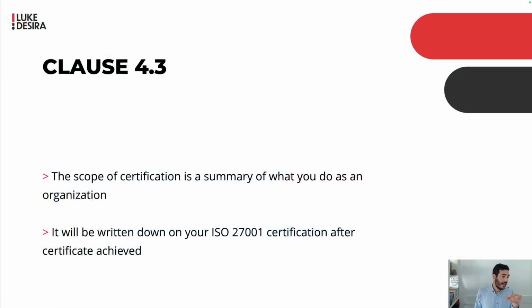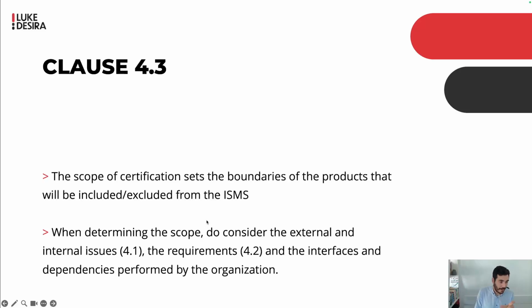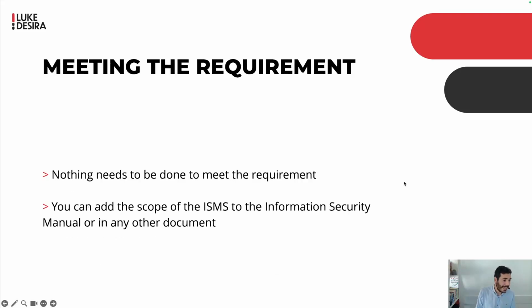Okay? So ultimately, what we're considering in this particular clause, clause 4.3, is to define what you're doing as an organization in a few words. Okay? So here we're going to write a summary. Typically, this would be 5 to 10 words, okay, to briefly explain what you do as a company. And we don't need to say what we're going to be excluding. We just need to say what we're going to include in our scope of certification. And effectively, nothing extraordinary needs to be done to meet the requirements of the standard. What you need to do is to add the scope of the ISMS, the Information Security Management System, within your information security manual. Okay?